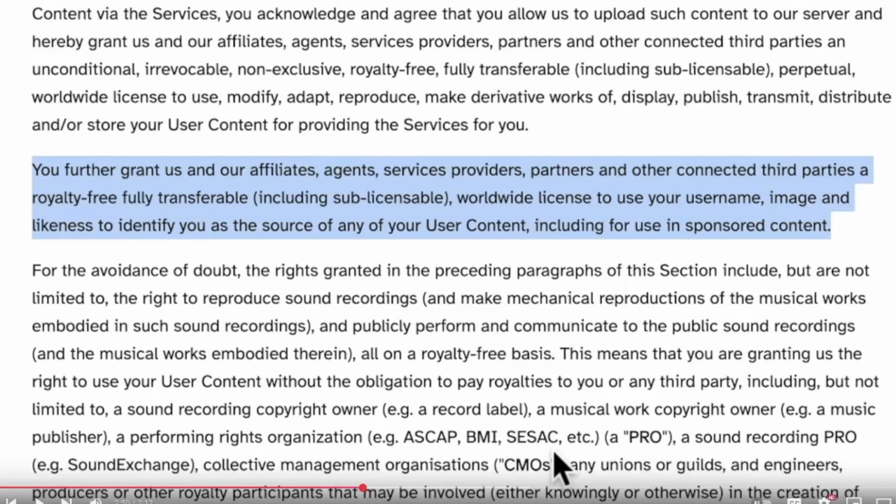You further grant us and our affiliates, agents, service providers, partners, and other connected third parties, a royalty-free, fully transferable, including sub-licensable, worldwide license to use your username, image, and likeness to identify you as the source of any of your user content, including for use in sponsored content.